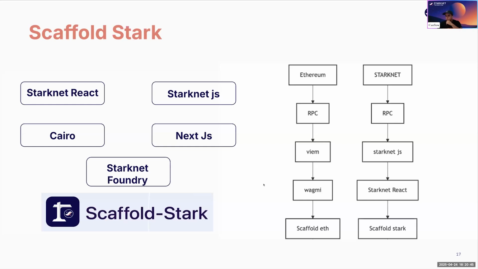Now, the equivalence is really strong. There is a lot of, for example, useSendTransaction, these specific names and the way they work, they are very similar, because this library is inspired by the one from Ethereum. And then there is Scaffold Stark and Scaffold ETH. So it's the same. There's a very strong equivalence there.